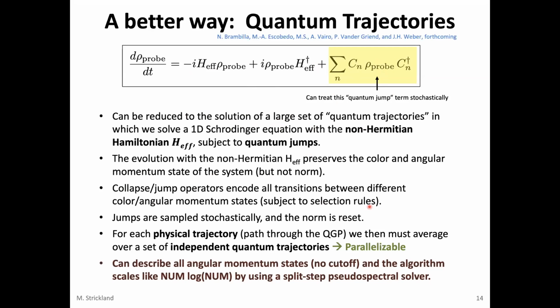And as I said before, the quantum jumps encode all possible transitions between color and angular momentum states, and they're automatically subject to whatever selection rules are appropriate. So we reduced the problem to this for each physical trajectory. That's my bottomonium shooting its path through the quark-gluon plasma. We can then solve the Lindblad equation by averaging over a large set of independent quantum trajectories. And the payoff from this is that it's instantly parallelizable, and the machines don't even have to talk to one another. Another advantage of doing it this way is that we don't have to introduce any angular momentum cutoffs into the calculation, and the algorithm scales very nicely.